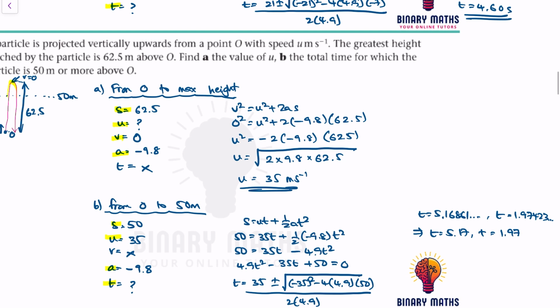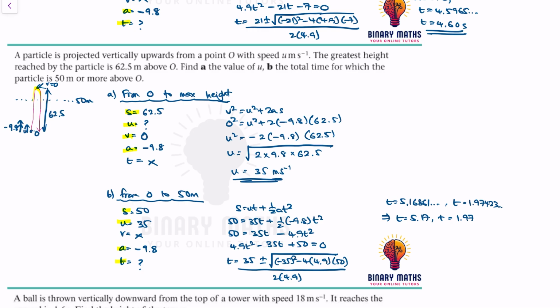So we know the two times. So if I want to find the time that is above 50, I just have to subtract them. So total time above 50 meters is equal to 5.17 take away 1.97 seconds. So these are seconds, which is equal to 3.2 seconds.